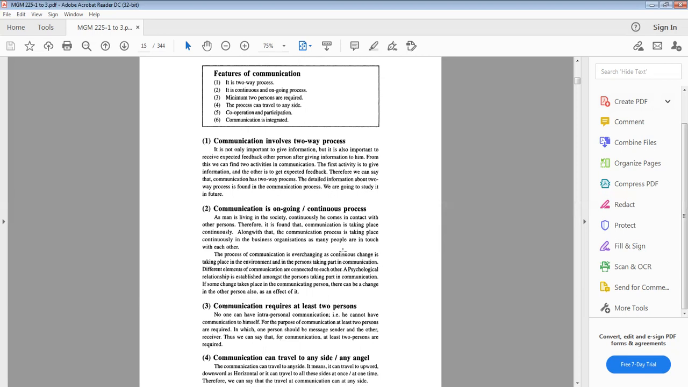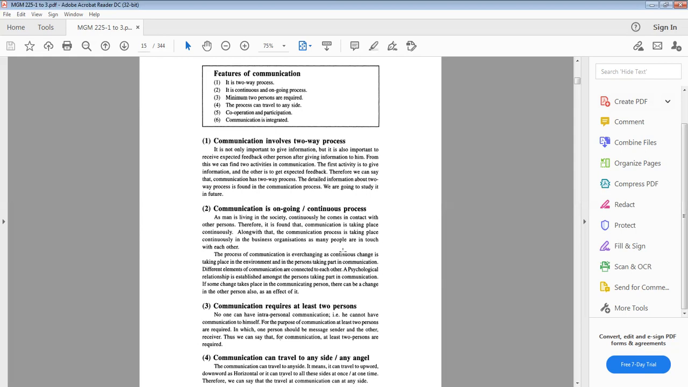Communication involves a two-way process. It is not only important to give information, but also important to receive expected feedback from the other person. Communication is an ongoing and continuous process. As man is living in society continuously, he comes in contact with other persons. Therefore, communication is taking place continuously. Communication requires at least two persons. No one can have interpersonal communication with himself. For the purpose of communication, at least two persons are required.